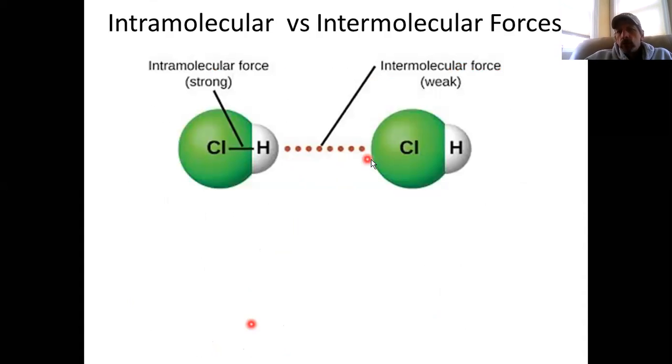So here we show two different molecules, and these dots, dot, dot, dot, dot, we're implying that there's attractive force or intermolecular force. Now that intermolecular force is rather weak. It's weaker than the force that holds together the H and the Cl here.